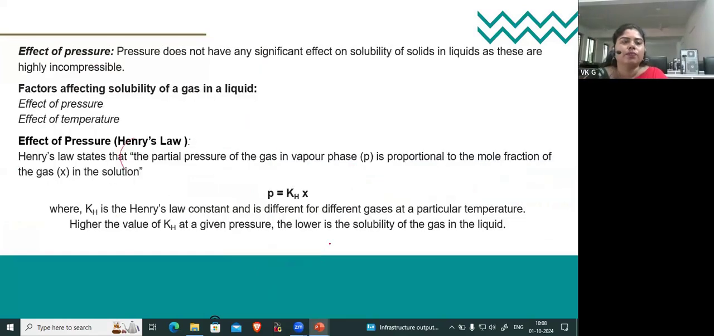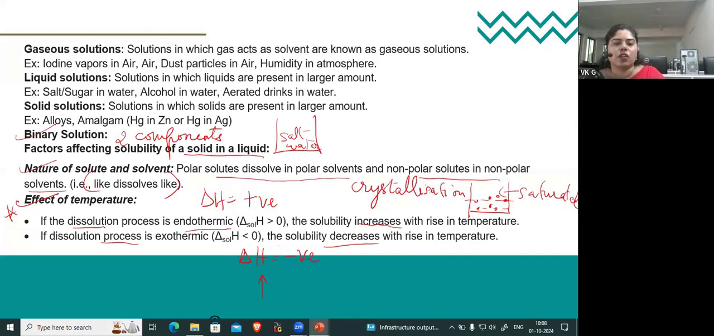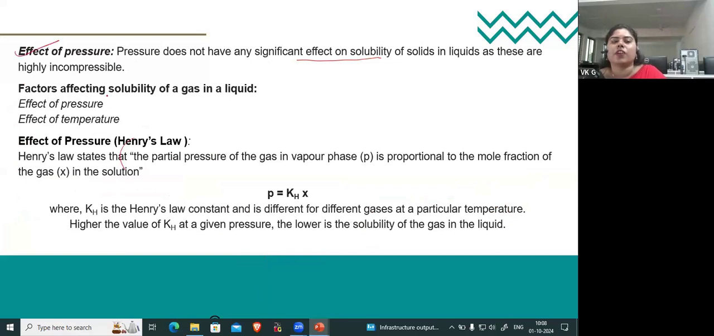Then you went to the effect of pressure. Pressure has no effect on the solubility of solids in liquid, you understood? So there are three factors that affect the solubility of a solid in a liquid. One is the nature of solute and solvent. Then the effect of temperature. Then the other one was the effect of pressure. Pressure has no effect because they are incompressible. This was also discussed yesterday.